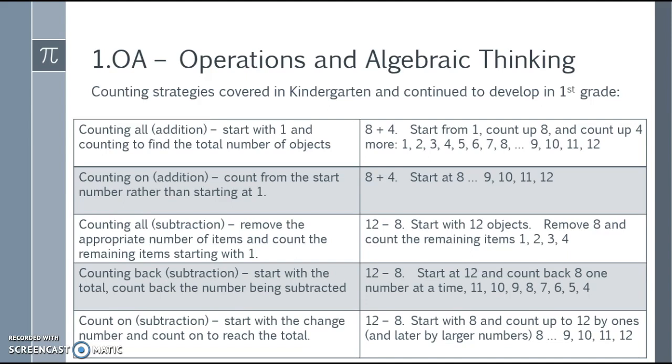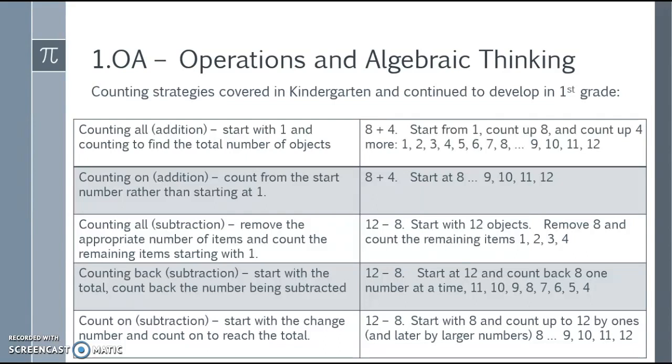So I've got some counting techniques that are developed in kindergarten, and we're going to further develop these into first grade. On the left, I've got counting all. This would be when we're using addition. So we would start with 1 and count to find the total number of objects. So if I had 8 plus 4, we would start from 1, count up to 8: 1, 2, 3, 4, 5, 6, 7, 8, and count up 4 more, which typically is done with our fingers or using physical objects. So 9, 10, 11, 12.